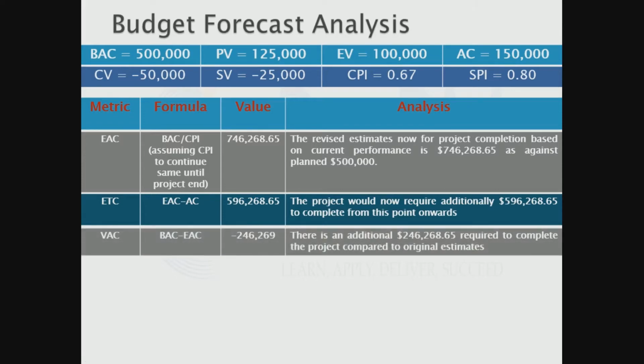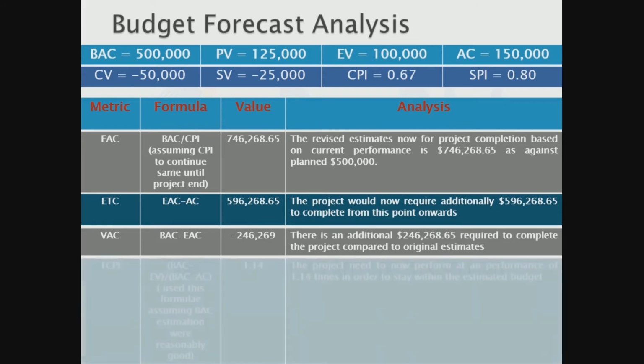Now what is VAC? What is the variance when the project is completed? So it is the variance between what was actually planned in terms of the funds and what will be utilized. So BAC minus EAC, which means I also get a negative value here. This means that when the project is completed, we may end up with a variance of $246,269. So that means we had to additionally spend about $246,269 over the original planned budget in order to complete the project itself.